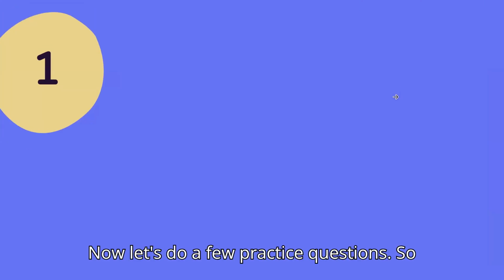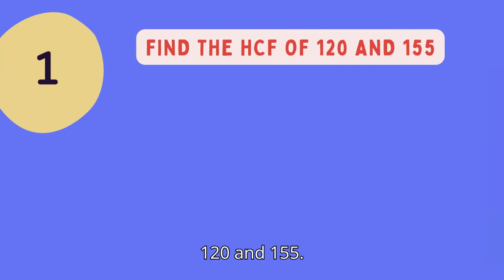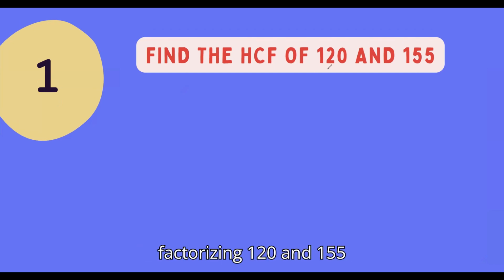Now let's do a few practice questions. So first question is find the HCF of 120 and 155. So I'm going to start by prime factorizing 120 and 155, and to do that I'm going to use the factor tree method.